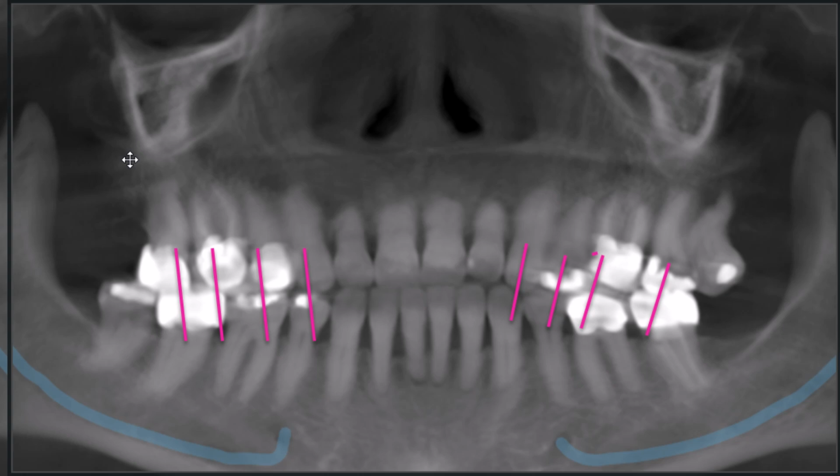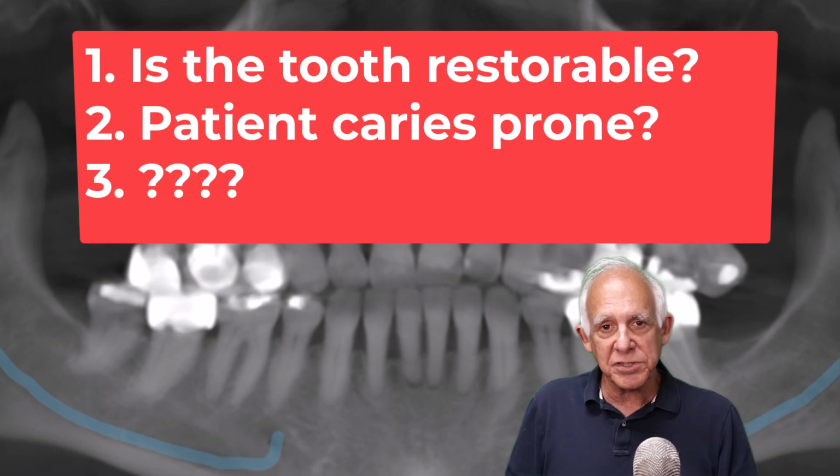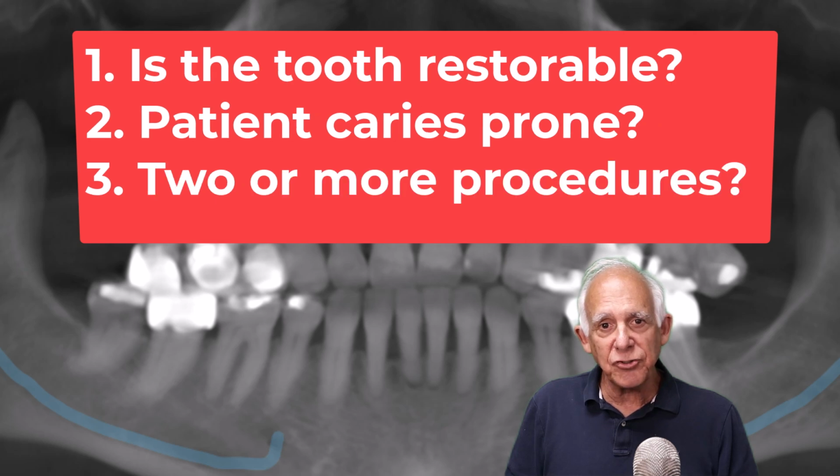Sometimes we say second molars are expendable. In fact, we see that a lot. There are no anterior determinants here, and therefore we have to maximize the patient's ability to share the occlusal load, and therefore the second molar here is quite important. So then we get to that third and most important question. Has the patient had 2 or more procedures on a tooth that's failed?